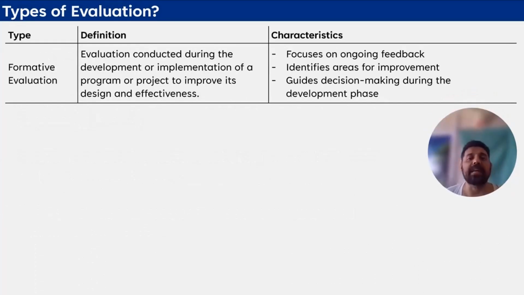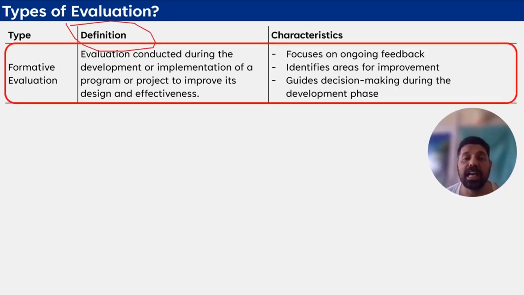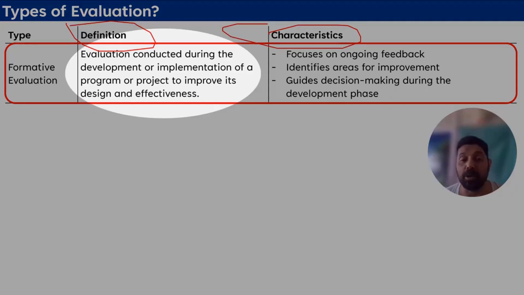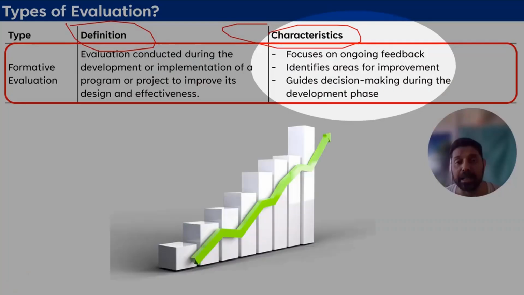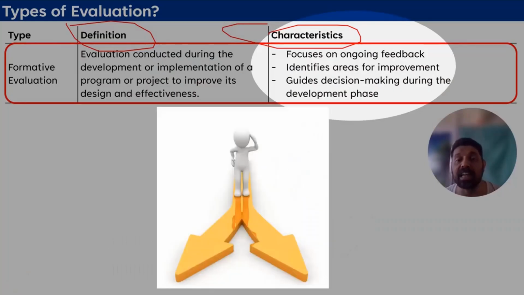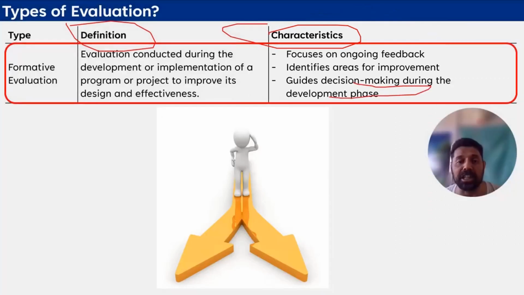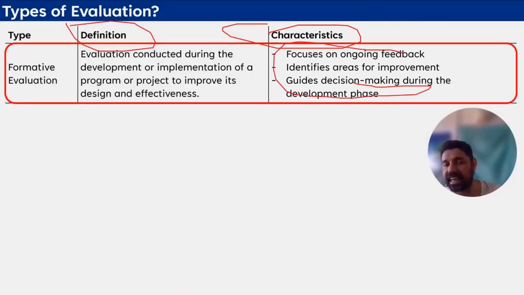Here is a table summarizing the key types of evaluation. Here you can see the definition and the characteristics. For example, as we discussed, formative evaluation is conducted during the development or implementation of a program. What are its characteristics? It focuses on ongoing feedback, identifies areas for improvement, and guides decision making during the development phase. These are the basic characteristics of formative evaluation.